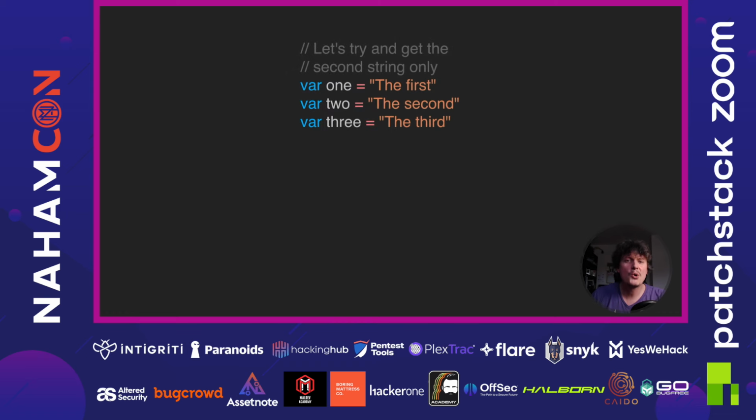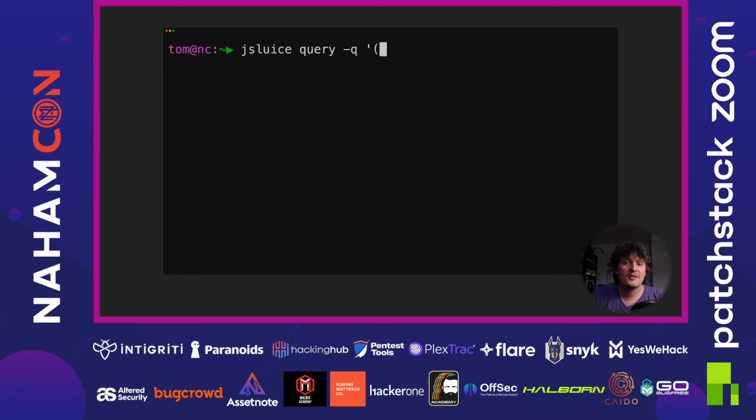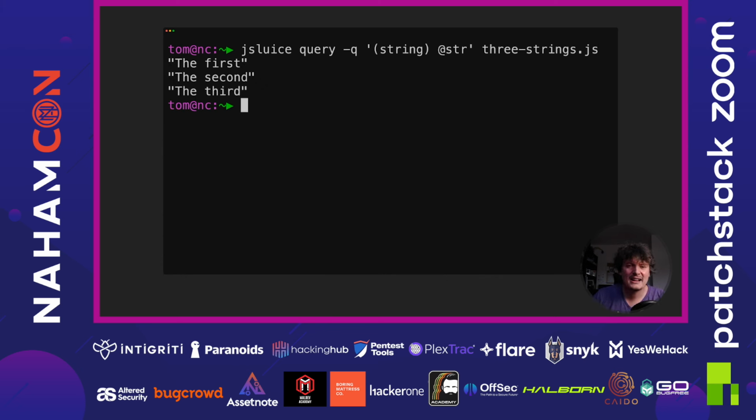So, as a slightly more complicated example, let's try and just get the second string from this JavaScript code. We want to ignore the other ones. So, we could start by running the same command that we ran last time to get one string. But you'll note that we get all three strings back. Now, that query we're running consists of a type of thing we're looking for, a string. It's the bit at the start of the brackets, and a name for that thing. And this is what tree-sitter calls capturing a node. And if we don't give that name, we won't actually see anything in the output because jsluice doesn't know that that's the thing that you want to capture. So important to remember that part.